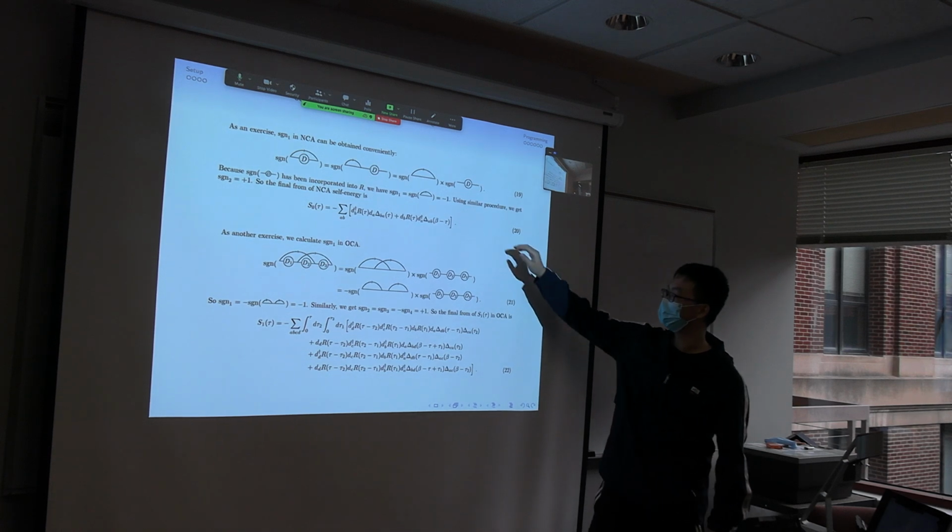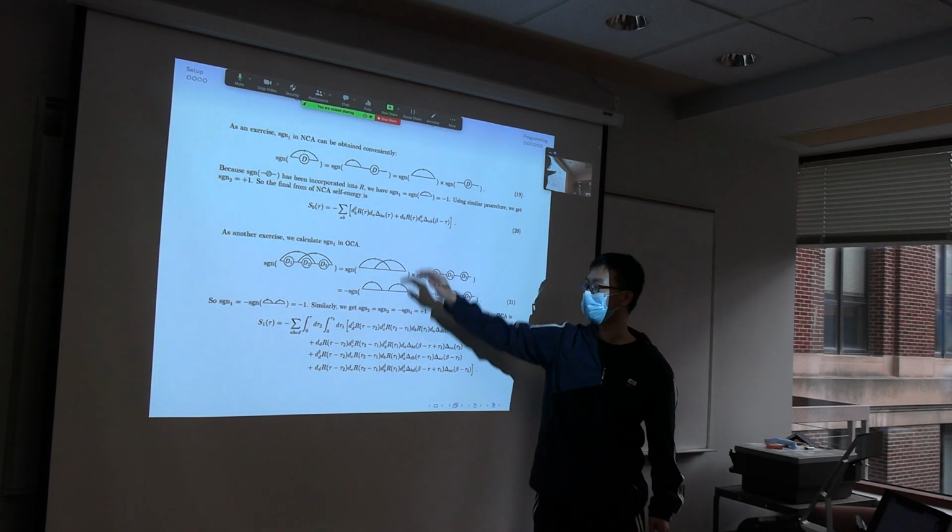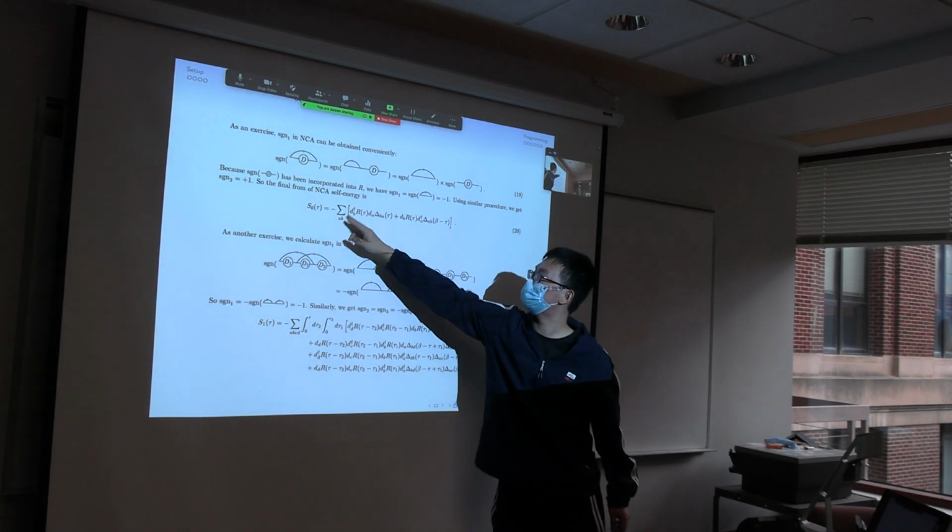Using these two elementary movements, we can find the expression of S0 tau and S1 tau. The plus one is the one here.